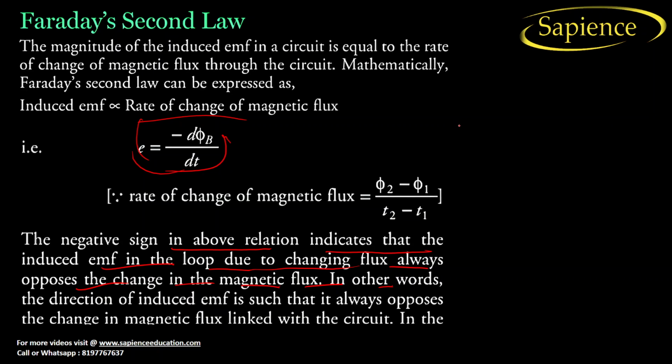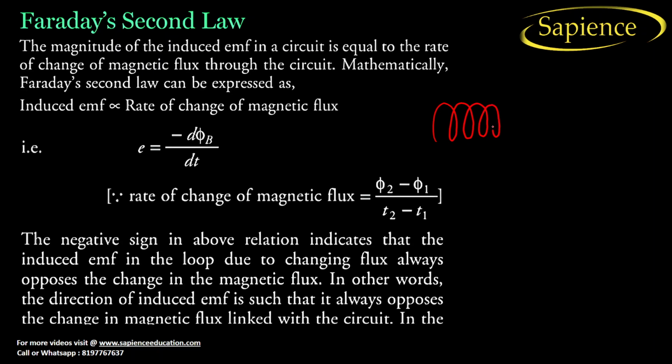Let us suppose, try to understand. This is your circuit, and there is a magnet like this. This is your north and this is your south pole. Now what happens?